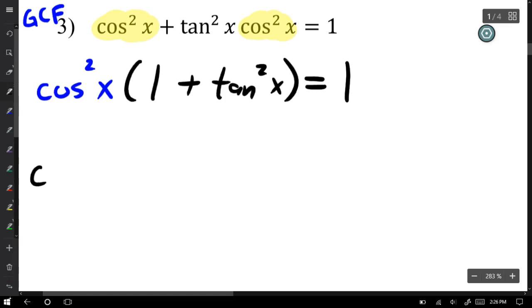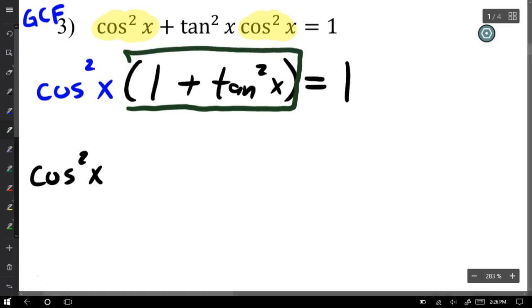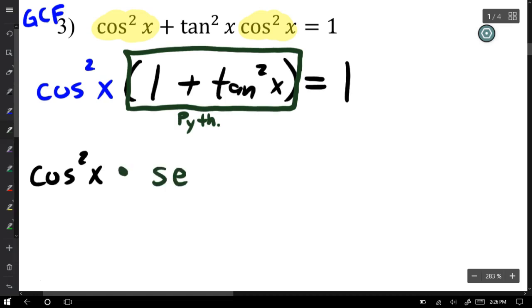So this cosine squared I'm going to keep. So cosine squared of x. But this 1 plus tangent squared, that's a squared trig ratio and a number 1, which would make me look to see, is that a Pythagorean identity? And it is. It's secant squared of x equals 1.